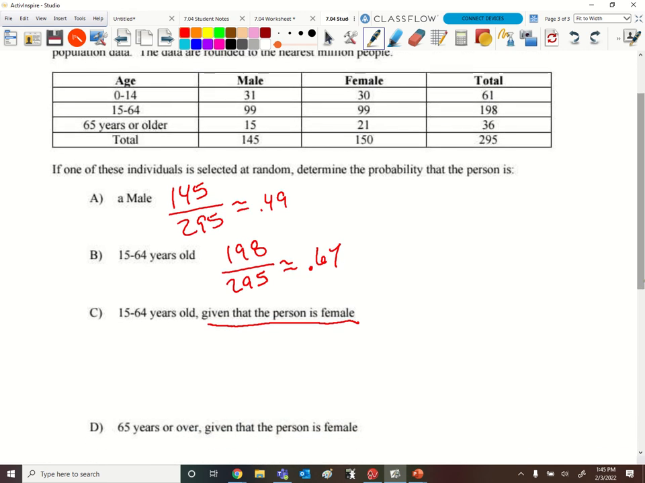All right, so on C, this is the first one that we did like today. It says, given that the person is female. So what do I start with? 150. Where's that 150 go? On the bottom. Very good. So 150 on the bottom. Now I'm looking for an intersection of female, right here, that is 15 to 64. 99. Very good. So I just look at that one category, so it's 99 out of 150, which is going to give me 0.67? Yeah? Okay.